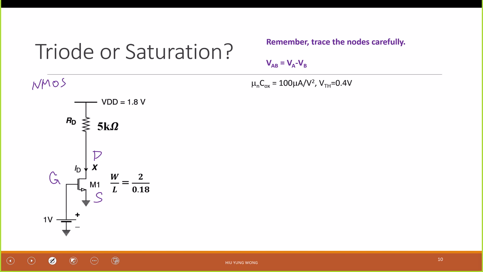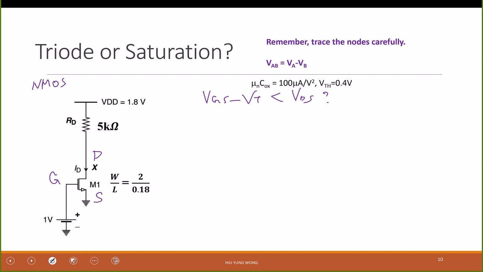So is this in saturation or linear? It depends on this question. Is VGS minus VT larger or smaller than VDS? That is the question, right? If it is smaller, then I know that this is in saturation. But how do I solve it? I cannot solve it if I don't know whether it is saturation or linear, right? Because they have two different equations.